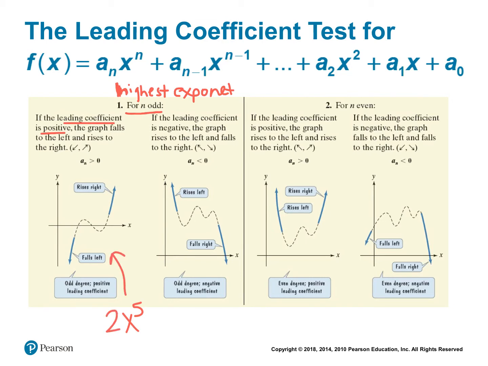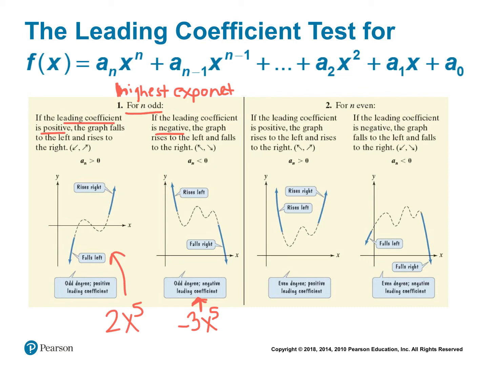If the leading coefficient is negative, the graph rises to the left and ends up falling to the right. So let's use our x to the fifth again, but this time it's going to be a negative coefficient, so let's do -3, for example. That will match with this.